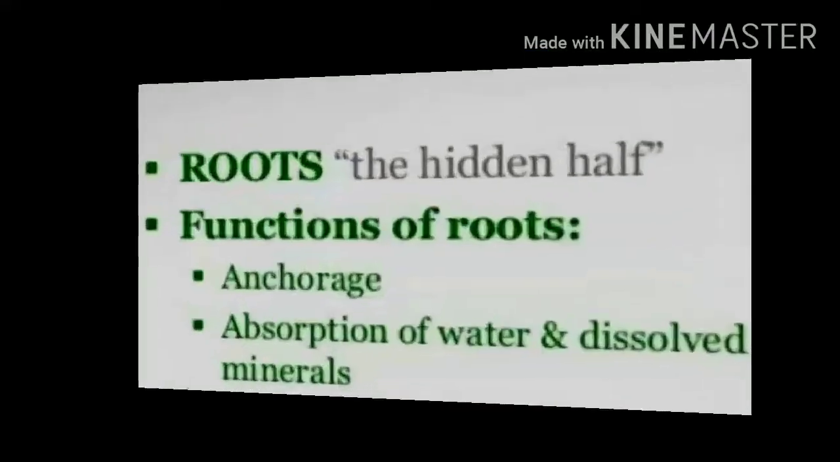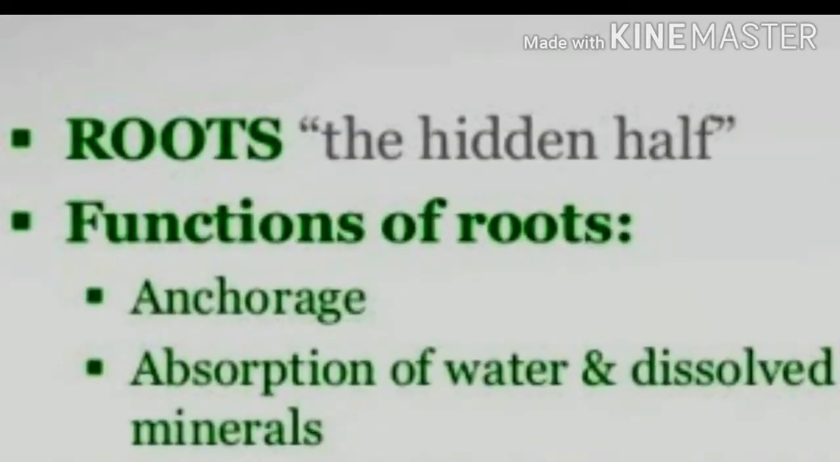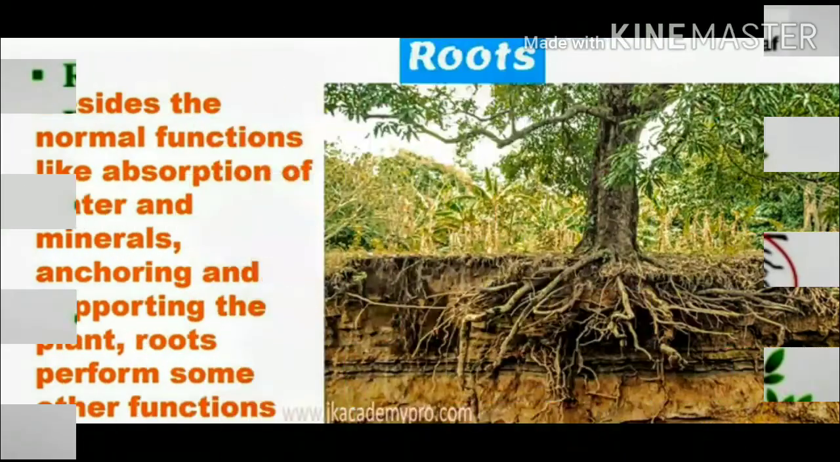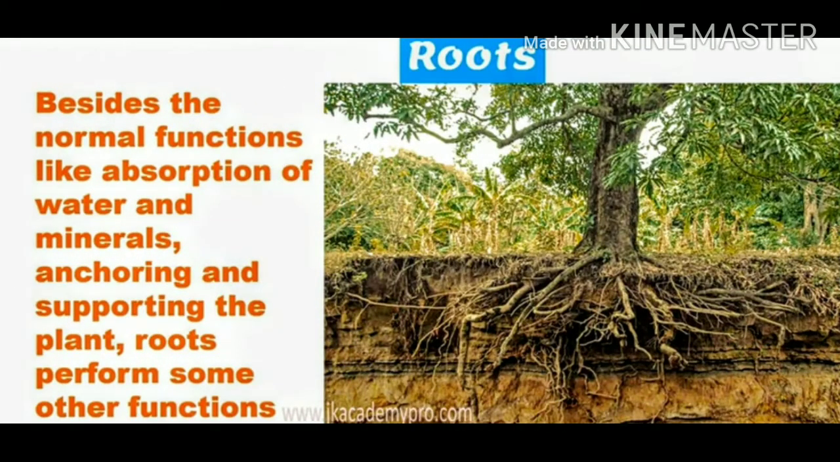The two main functions of the roots are: one is to absorb water and minerals from the soil and give it to the different parts of the plant, and another function is anchoring and supporting the plant. That is, the plants spread deep and wide into the soil and so they support the plant. Now, apart from these normal functions, roots also perform many other functions. So let's learn about them one by one.